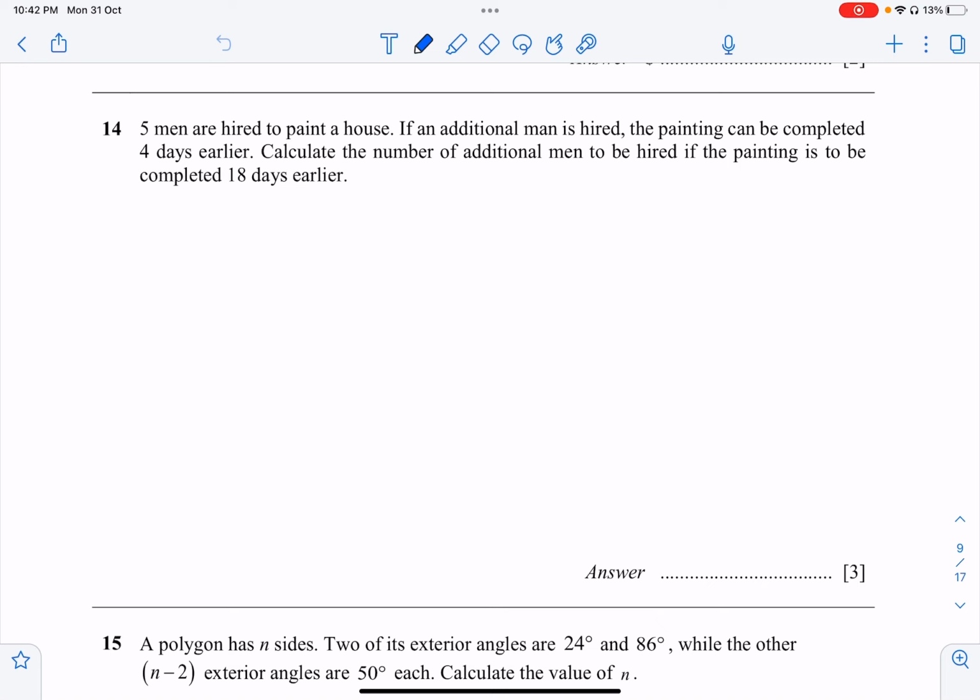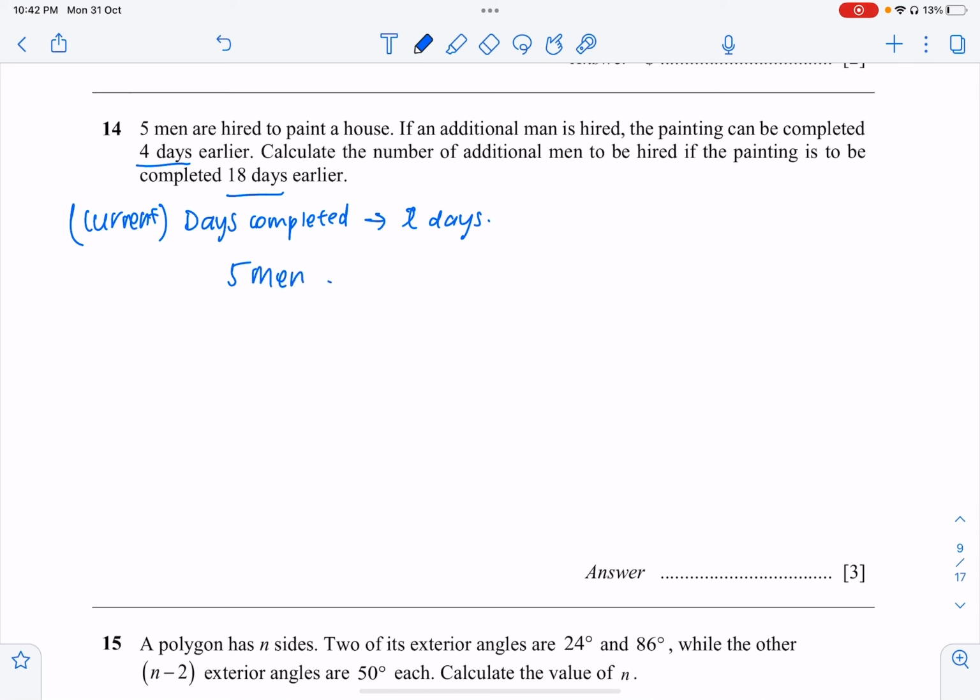So in this case, what we can identify is that the number of days is the variable that is changing, right? It says 4 days earlier and 18 days earlier. So let's assume the days completed for the current situation, when 5 men are hired, is X number of days. So basically 5 men will take X days. And if an additional man is hired, that means now you have 6 men, you will complete the painting 4 days earlier. So that is X minus 4 days.